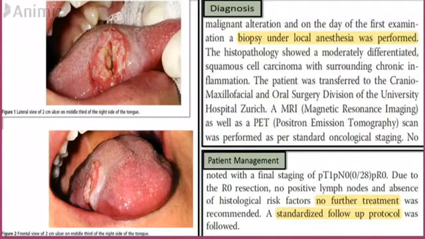For her diagnosis, a biopsy under local anesthesia was performed. For patient management, no further treatment was needed and a standardized follow-up protocol was followed. Let's have a look at the adjunct diagnostic tools for this case.